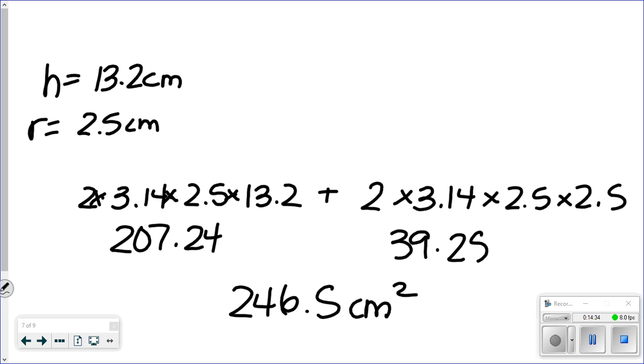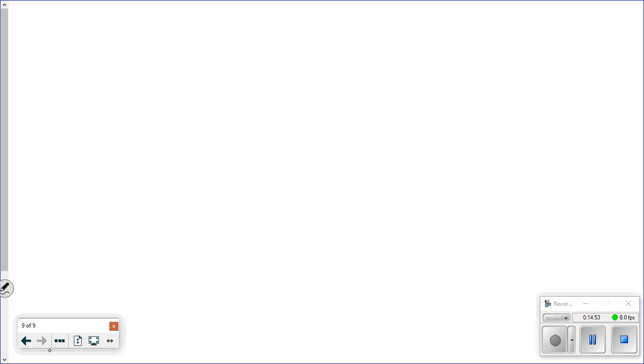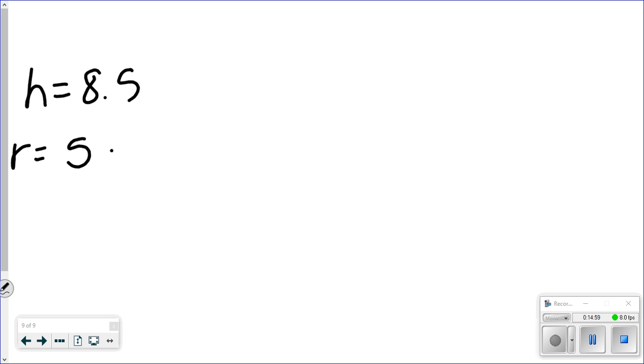Approximately 5 is approximately the radius. Height. Ooh, 8.5 exactly. Eight and a half. So the height was 8.5. What did I say the radius was again? 5. Okay, there you go. See what your guesses were and how close they were.